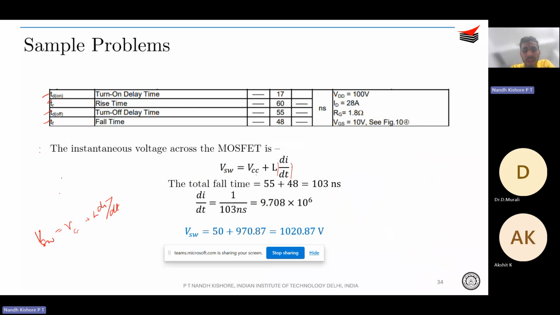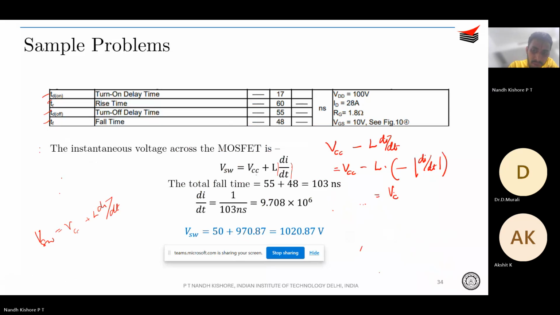Okay, so actually it will be what? VCC minus L di by dt, that is the actual relation. But since your di by dt is negative, you can write minus L into minus of di by dt absolute value. Okay, that is equal to VCC plus L di by dt. Okay, this is just the absolute sense.